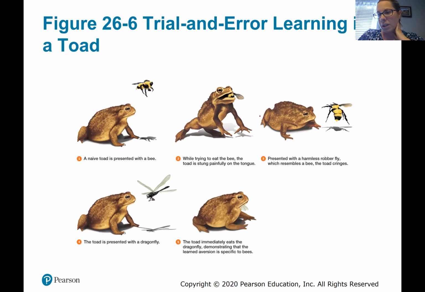Toad is like, man, I'm really hungry. Here's this flying thing. I'm going to eat it. Tries to swallow a bee. The bee's not going to have any of it, and it's going to sting him. And so next time he sees the bee, he's probably not going to want to eat that and get stung again. He'll settle for a dragonfly. Okay, trial and error.